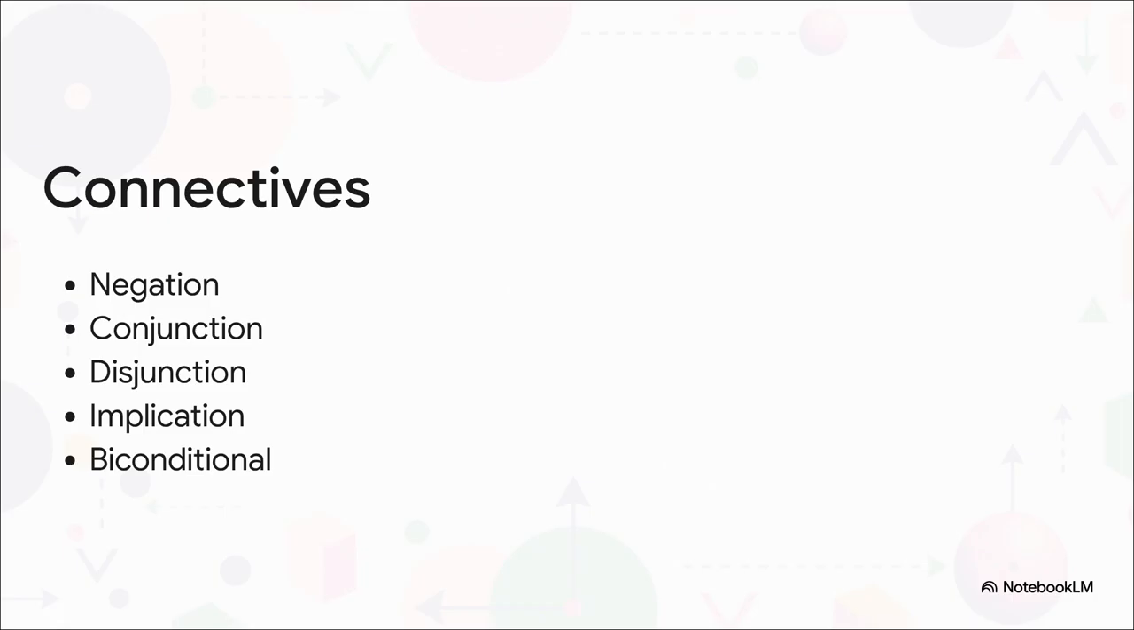First up is negation, which literally just means not. Next is conjunction, meaning and, like the sky is blue and I like pizza. Disjunction simply means or. Implication is your classic if this, then that. And finally, the biconditional means if and only if. Seriously, master these 5 little tools and you can map out pretty much any argument.